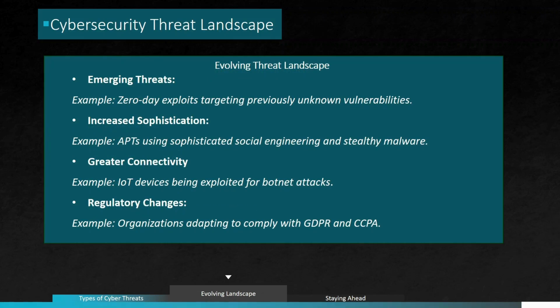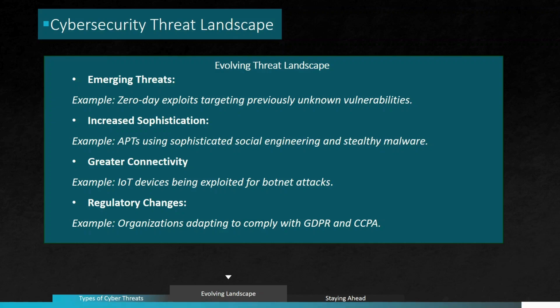Then we have the evolving threat landscape. We have what we call emerging threats. These are examples of zero-day exploits. These are threats that you don't know exist. Zero-day exploits are attacks on vulnerabilities that you don't know about. For instance, maybe a manufacturer makes a phone, and he doesn't know that if you press the power key on the phone and then you press 1 2 3, something will happen.